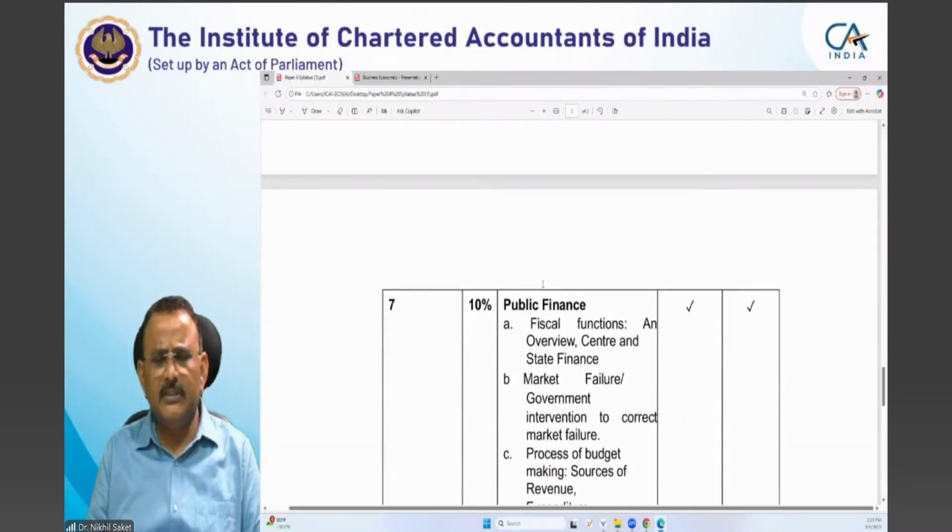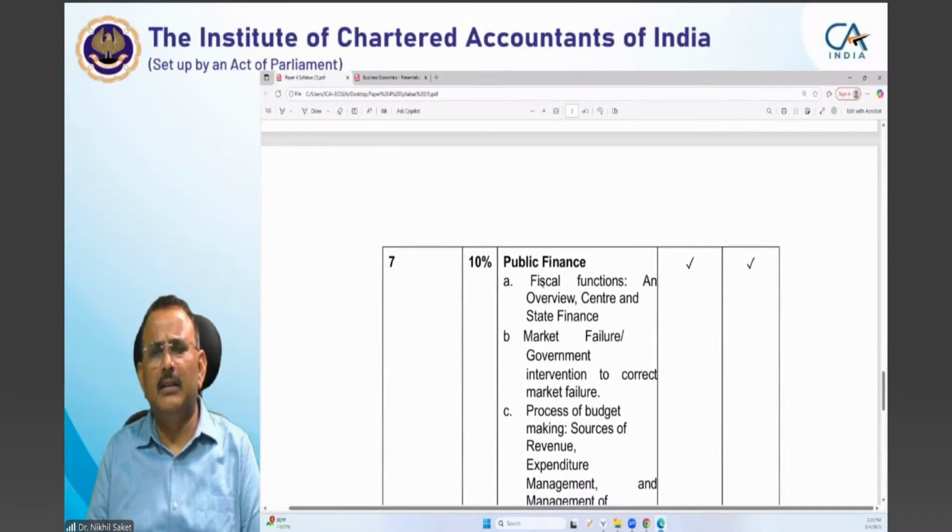Now next comes public finance, which is again a very important concept and very interesting also, where the fiscal functions and the overview of central and state finances are explained. What is allocative function? What is distributive function? What is stabilization function? What are the characteristics? What is market failure? How does the government intervene to correct the market failure? Things like asymmetrical information. There are many concepts in this unit.